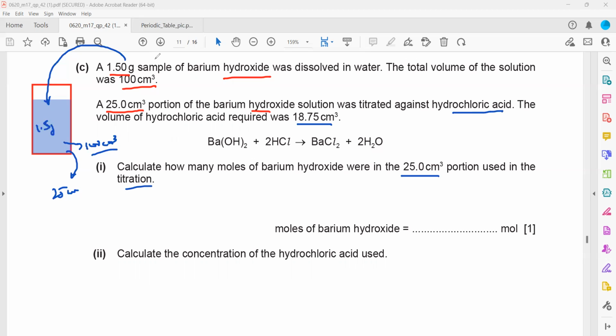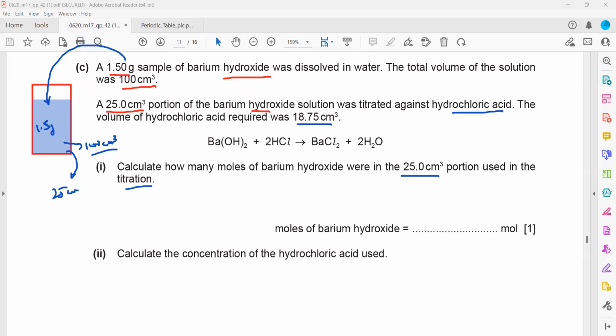So moles is mass over molar mass. But the thing is, first we will find the total moles which we took in 100 cm cube, but we did not take 100 cm cube, we just took 25 cm cube. So first we'll find the moles in 100 cm cube and then take a ratio to find what the moles will be in 25.